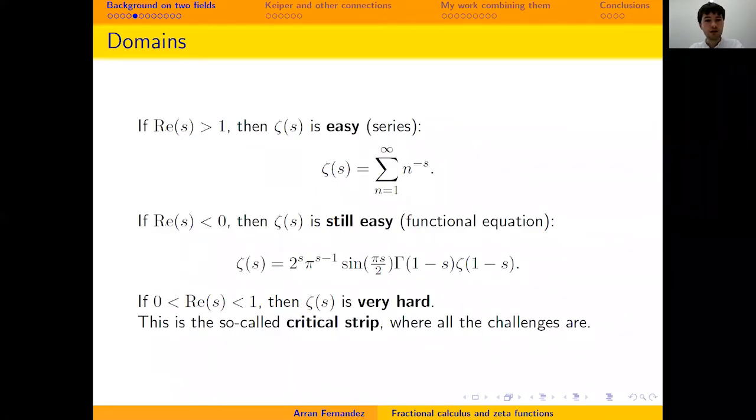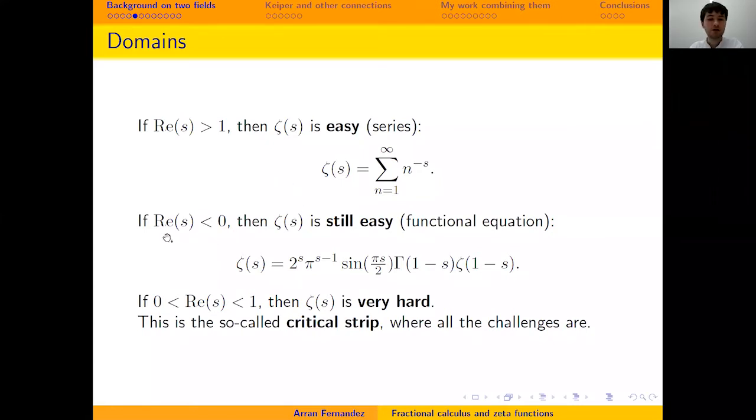Discussion of domains of these functions. The definition I gave originally for the series was only for s having real part bigger than 1. So we can say this is like the right half plane within the complex plane. And in this case, the Riemann zeta function is easy because you have this explicit series formula. You know that it converges absolutely, uniformly. You can prove lots of things directly from the series.